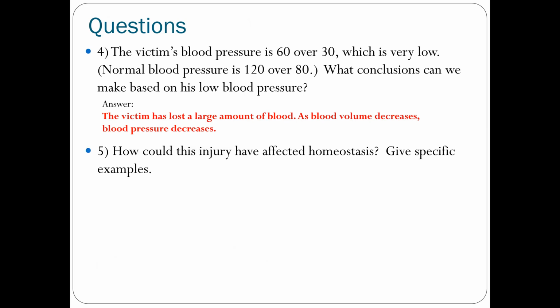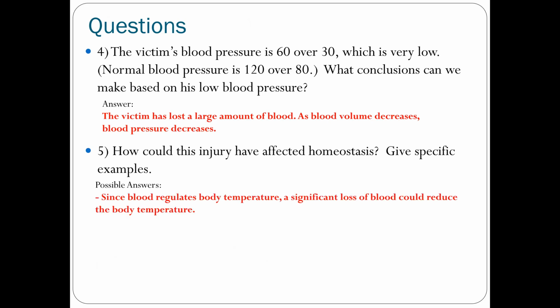Question 5, how could this injury have affected homeostasis? Give specific examples. Again, there are multiple possible answers to this question. I'm going to cover a few of them. Feel free, if you come up with others, to bring them up in the D2L discussion boards. But some possible answers include, since blood regulates body temperature, a significant loss of blood could reduce the overall body temperature, so that would affect thermoregulation and the normal body temp.